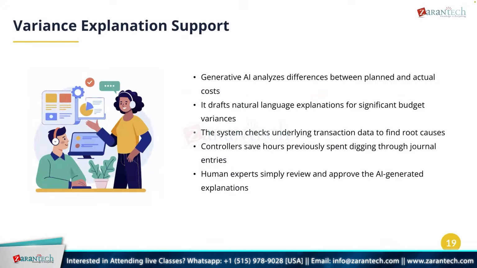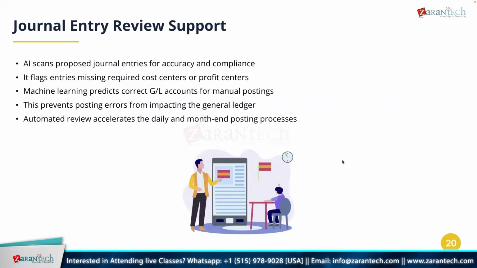So variance explanation support. What does this mean? It is nothing but answering why did the numbers change? AI turns this from manual investigation into an instant data-driven insight. What AI solves here is the traditional approach: downloading reports, comparing the periods, asking multiple teams, and building explanations manually, which is slow, subjective, and error-prone. The AI approach automatically detects the variances, identifies the root causes, and generates the business-ready explanation. So all these things are your AI approach. That is the variance explanation support.